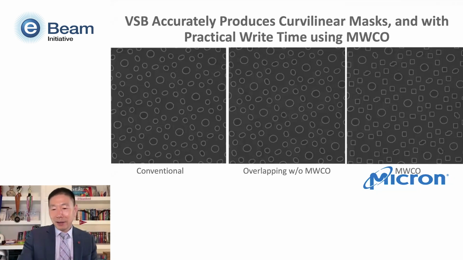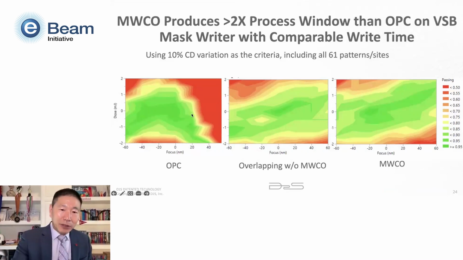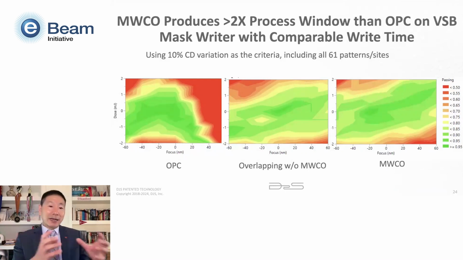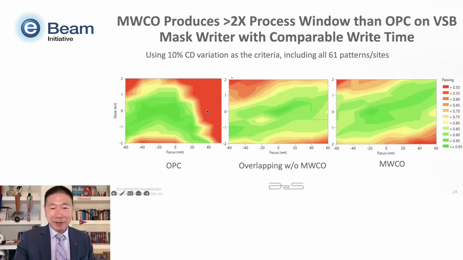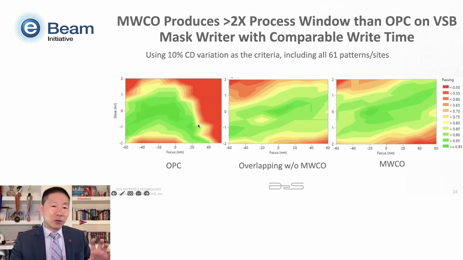So with that, we look at the wafer and we see MWCO has double the process window of OPC, and also the write time is actually faster than OPC. That's very, very significant. So in this plot, the green region and the yellow region are within the process window. The red region is outside the process window. You can see the valid process window on MWCO is more than double that of OPC.